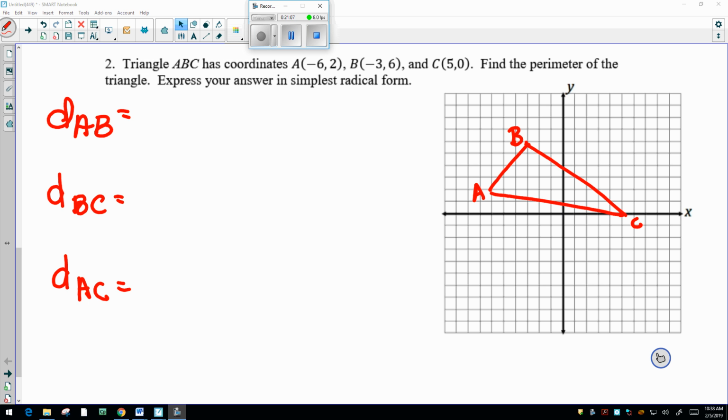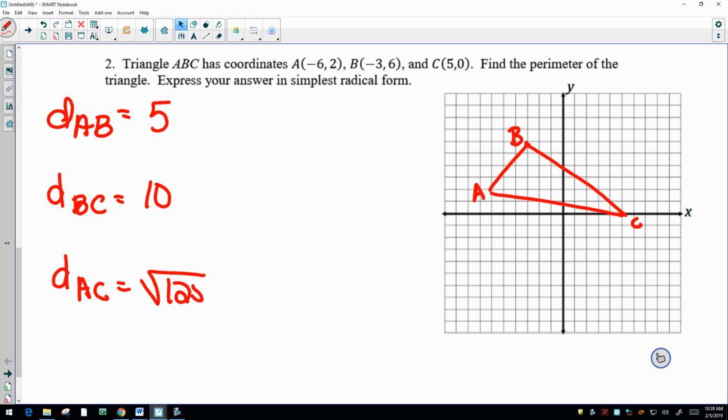Distance of AB, what do we get? 5. Okay, that one simplifies nicely. How about distance of BC? 10. Distance of AC, you had a little bit more fun. What did you get if we kept it in square root form? Square root of 125. Ooh, I have a mistake on my paper. Can we reduce that?